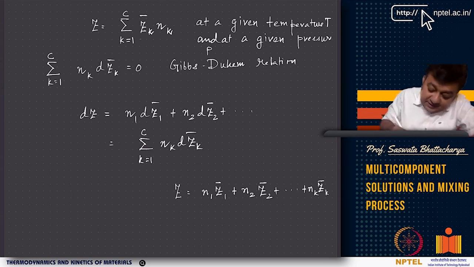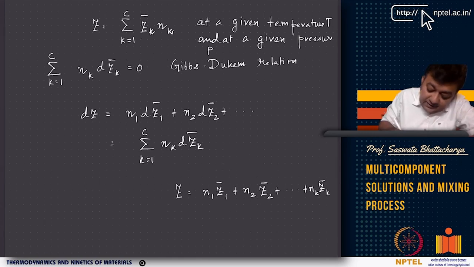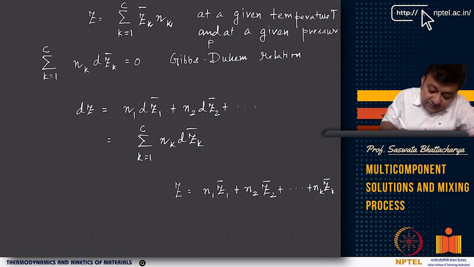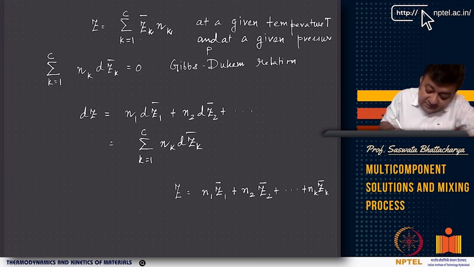So if you look at any extensive property Z, then it is summation of Nk d Zk bar equal to 0, with k from 1 to c. If you have repeated indices, remember that we can also use the Einstein summation convention. This means there is always a sum over the repeated index, and the repeated index is k, which denotes the component. The number of components here is c, and the components are denoted by 1, 2, 3 up to c.